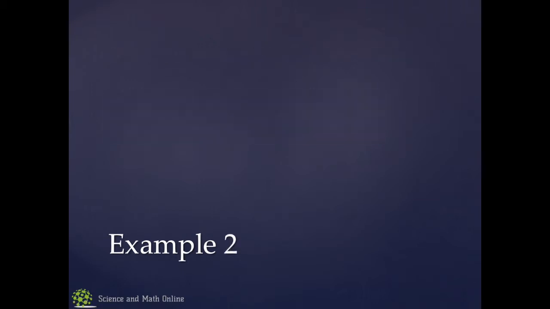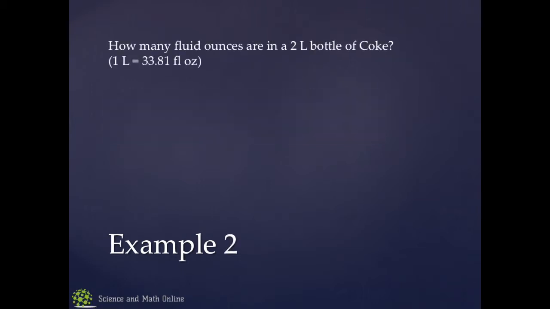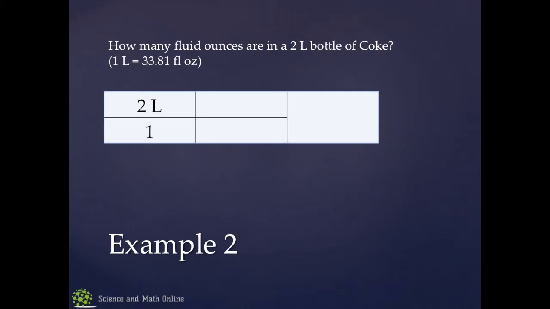All right, how many fluid ounces are in a 2-liter bottle of Coke? I'm assuming exactly 2 liters in this question, so infinite sig figs here. So 2 liters over 1. What unit needs to go on the bottom to match that? Liters is going to go down here to match, so the other unit goes on top, fluid ounces. Then we match up numbers. Fluid ounces goes with 33.81. Liters goes with 1. It's on top, so I'm going to multiply.